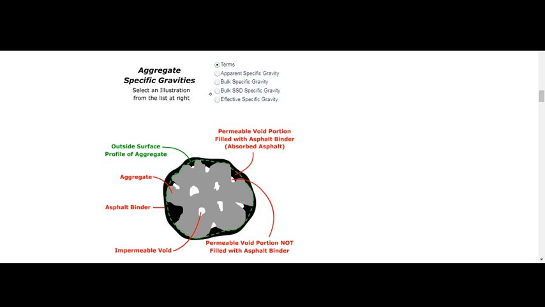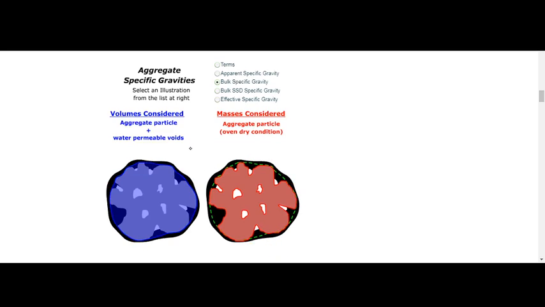So now if I say what is bulk specific gravity, specific gravity always uses the mass of a particular volume. In all these cases which we'll be discussing, except the bulk SSD specific gravity, which we will not be discussing here, for these three the mass will always be the solid mass weight of the aggregate, that is the reddish portion, that was the grayish portion previously.